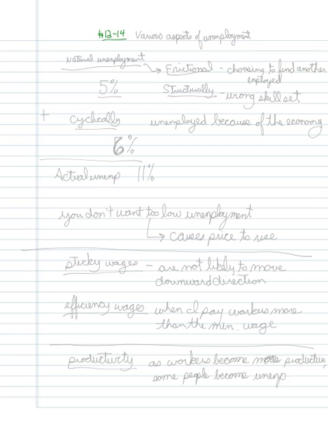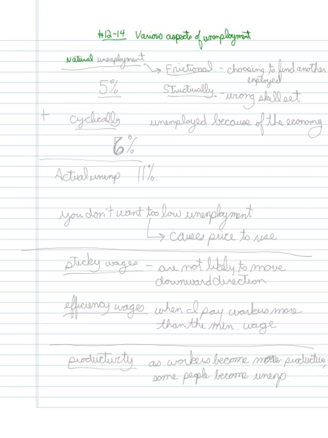Now, I want to talk a little bit about, how do I put this? Let's just call this various aspects of unemployment. Not really sure how to categorize all three of these categories into one thing. Okay, so let's start first with cyclical versus natural unemployment.